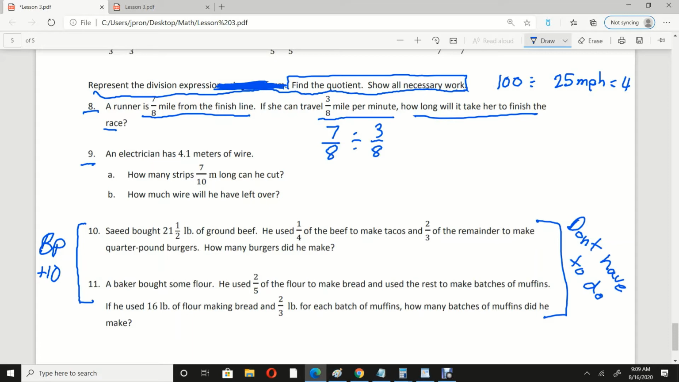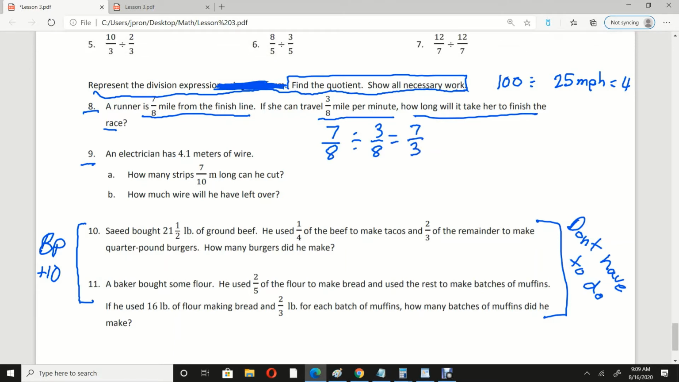This is a division problem, right? 7/8 divided by 3/8. Okay, so it's just like the other problems that we had done. So you're going to solve for that, right? That's going to be 7/3. Can 7/3 be simplified? No, it cannot. Okay, but this is a word problem. They want us to give us an actual response.